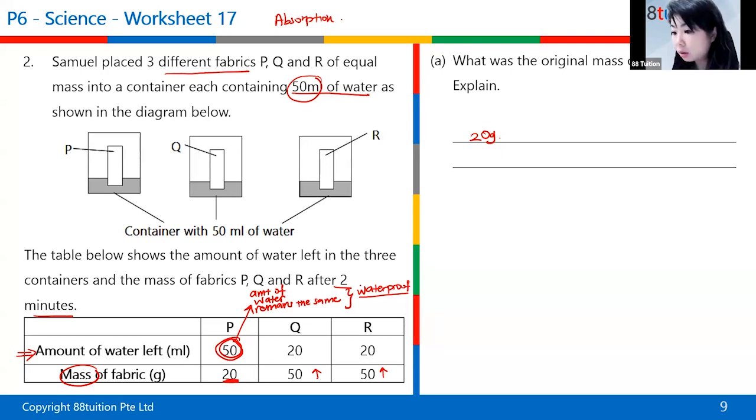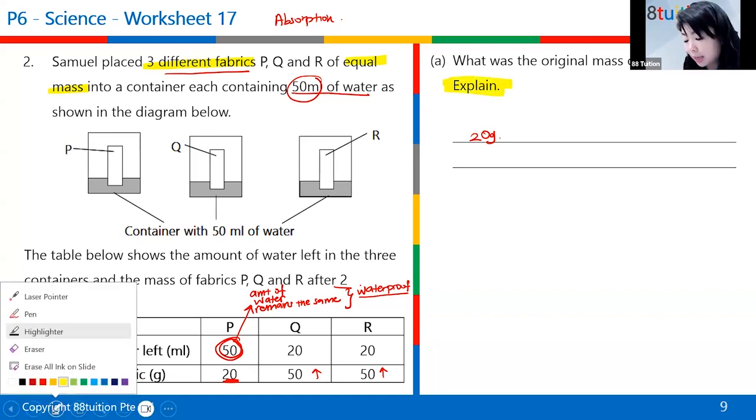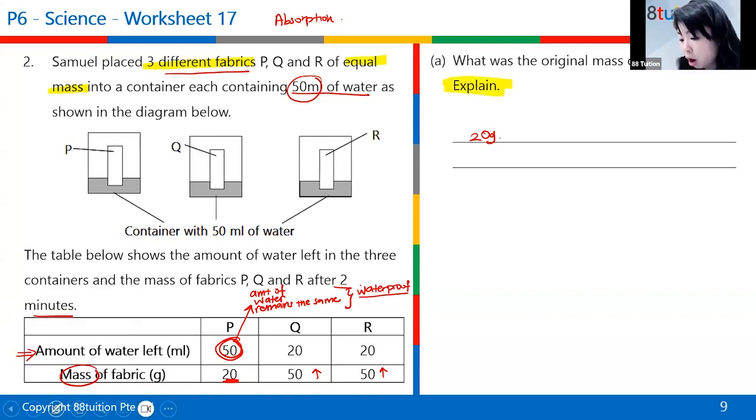One more thing that you need to take note of here is the fabrics are all the same at the start. Fabrics of equal mass. If you look here, I'm just going to highlight this. 3 different fabrics of equal mass. So at first, they are all 20 grams. So here I need to explain. How do I explain? First, I need to talk about this portion. The fact that P is waterproof. That is the evidence, okay?